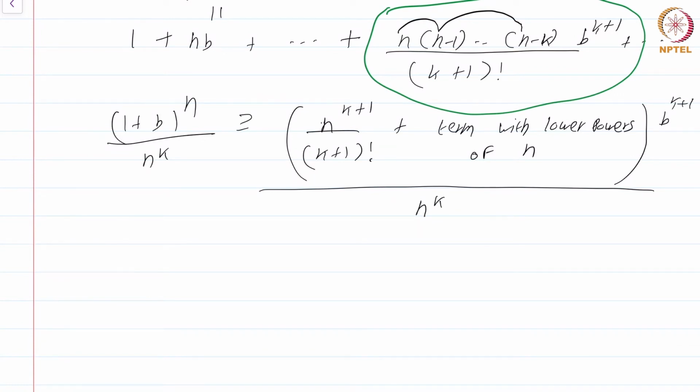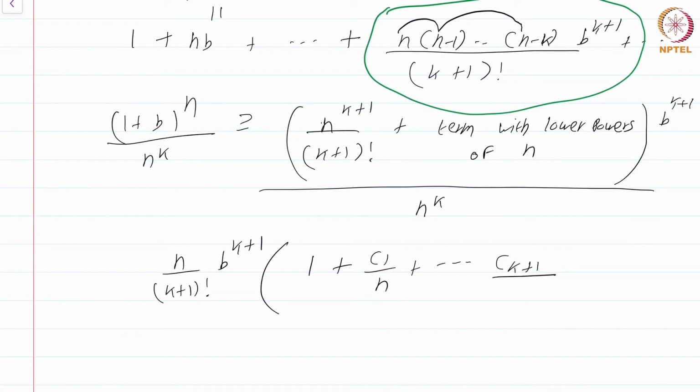Okay, so when you do this division, it's easy to see that what you will be left with is n by k plus 1 factorial into b power k plus 1. That will be the first term. Then there are all lower order terms whose coefficients could be very complicated, but I don't really care about the coefficients. All I care about is how they look. You can see that I can just take everything outside and it will look like c1 by n plus dot dot dot c k plus 1 by n power k plus 1.